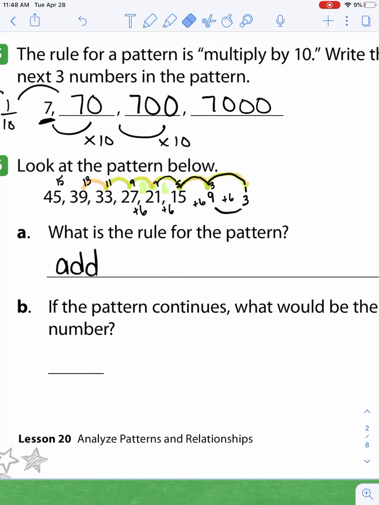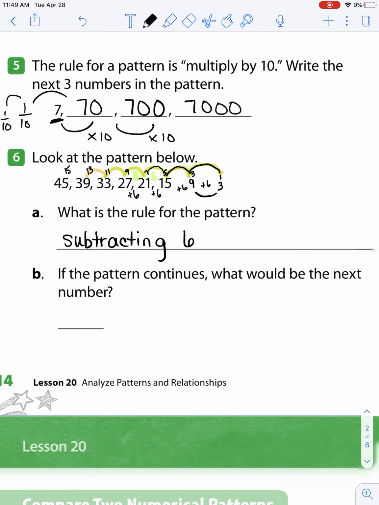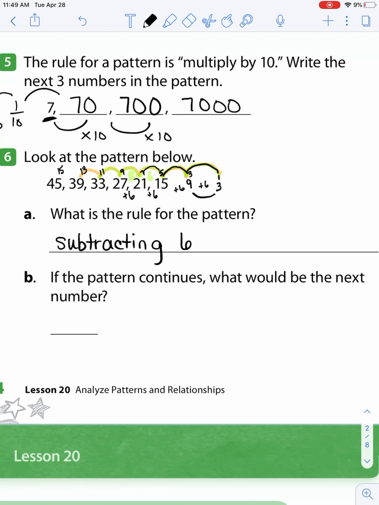Well, actually, no, I take that back. We are not adding 6. We are subtracting 6. We had to do adding to work backwards. So in other words, we're subtracting 6. But we also noticed they're multiples of 3, but skip 1 in the middle. Cool. If the pattern continues, what would be the next number? And we identified that already. The next number would be 9.